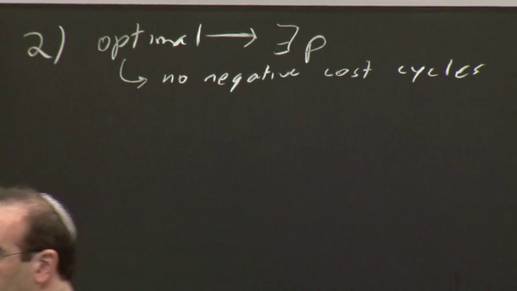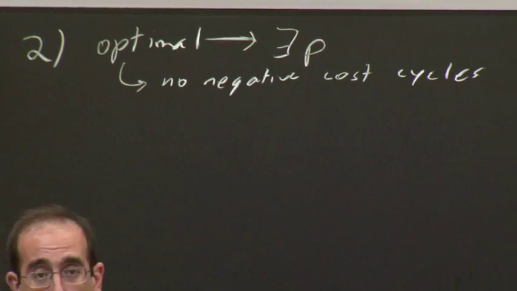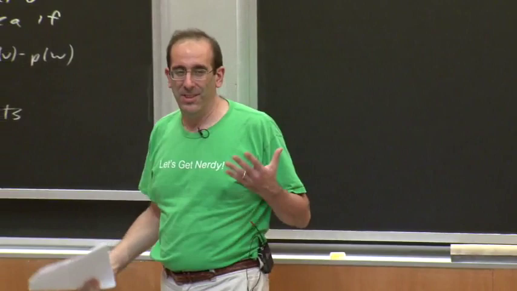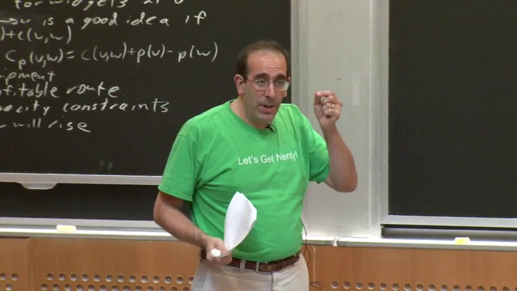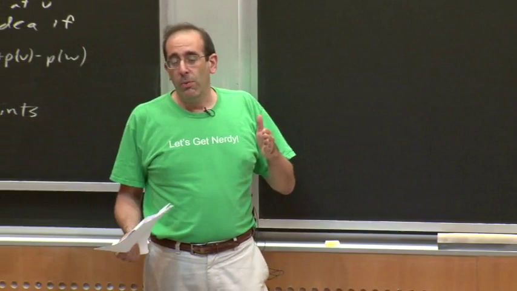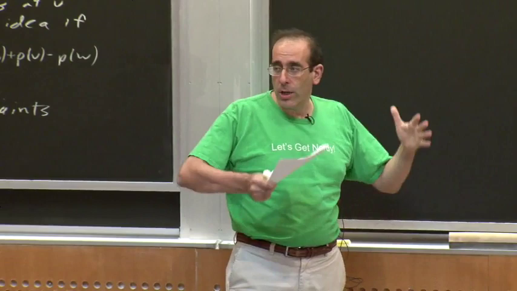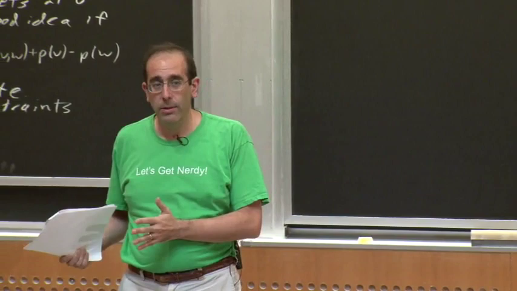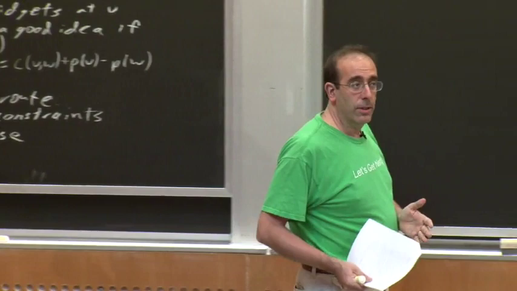right? But we also know that if we pick any price function at all, it's not going to change the costs of the cycles, right? But here's the place where we don't have an if and only if. So we know that there are no negative cost cycles, and whatever price function we pick doesn't change that, but we want to pick a price function that ends us up with no negative cost edges. So how can we get from no negative cost cycles to no negative cost edges? That's a non-trivial question, but you've kind of been working on it for your homework.